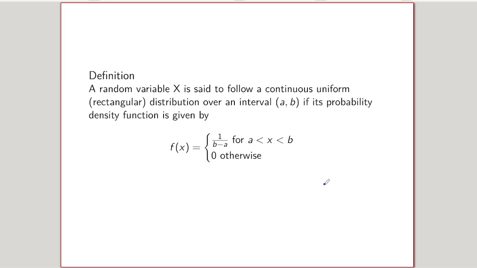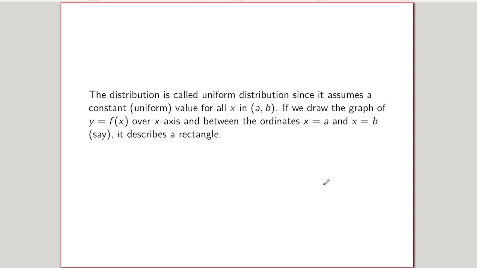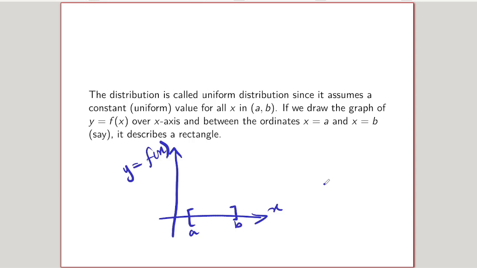So now we are going to see the definition of uniform distribution. A random variable x is said to follow a continuous uniform or rectangular distribution over an interval a, b if its PDF is given by 1 by b minus a for a less than x less than b and 0 otherwise. So already I have given the diagram for this rectangular distribution. It is f of x, we can write it as y, this should be our x, and if we take a, b either closed or open, this value should be equal to 1 by b minus a.